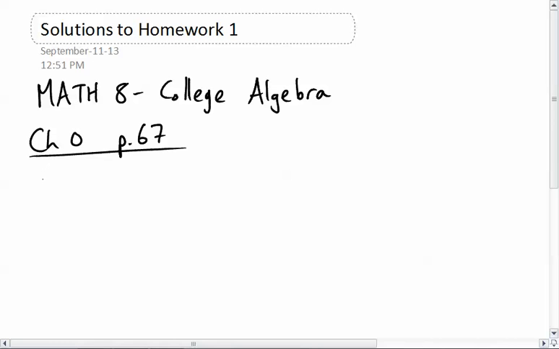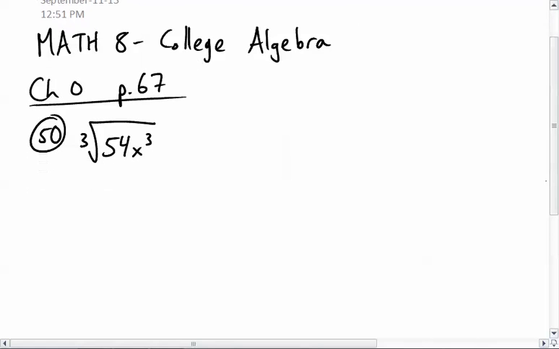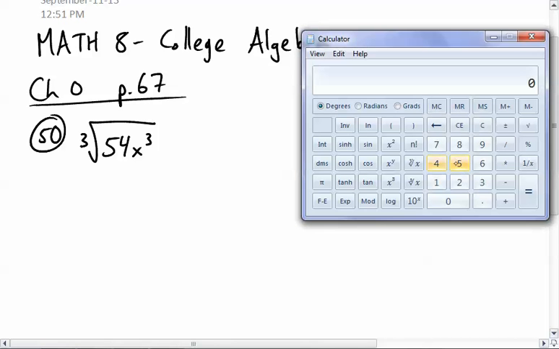First question is number 50. And we want to find out what's the cube root of 54x cubed. What a cube root means is you're looking for three factors that are the same, and you can take them out of the cube root. So what we need to do is factor 54 into some numbers that we know the cube root of. For example, 54 is 27 times 2.